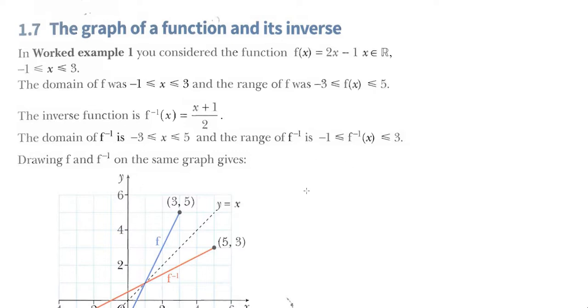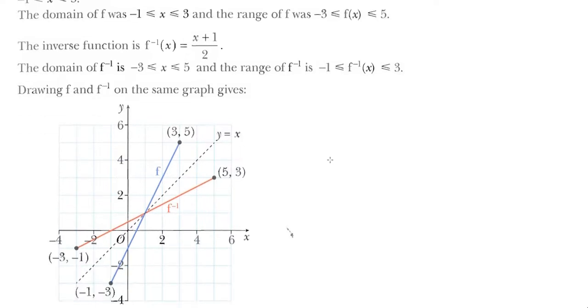The domain of f inverse, the domain of the inverse, is what? The domain of the inverse of a function is the range of the function, and the range of the inverse function is the domain of the function. So the domain of f inverse is minus 3 to 5, and the range of f inverse is the domain of the function. So just reciprocal: the domain of the function is the range of its inverse, the range of the function is the domain of its inverse. Now drawing f and f inverse.